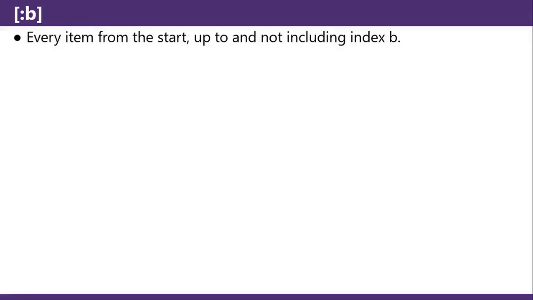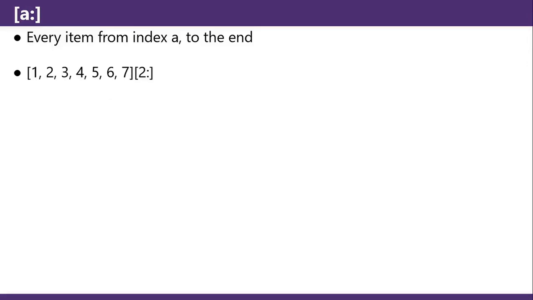[:b], every item from the start up to and not including index b. So [1, 2, 3, 4, 5, 6, 7][:5] gives you everything from the start up to but not including the fifth index. So that would be 1 through 5. [a:], every item from index a to the end. [1, 2, 3, 4, 5, 6, 7][2:] will be 3 through 7.